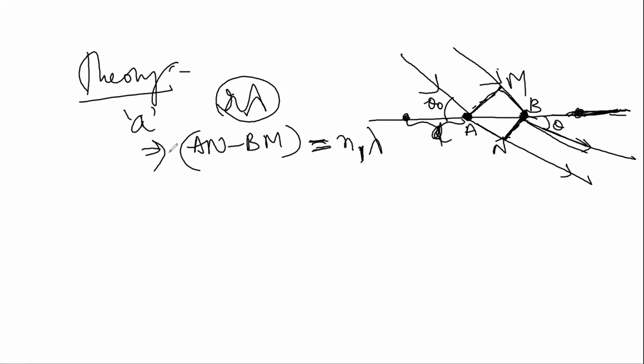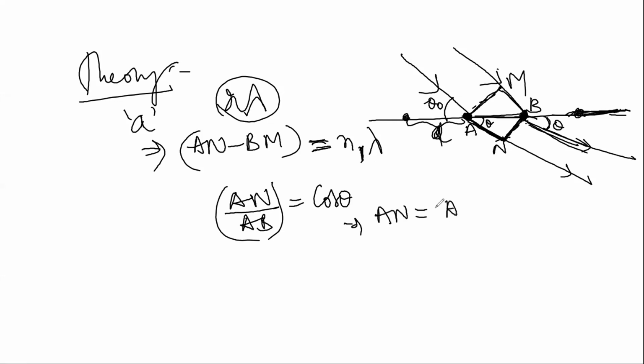That is An minus Bm is equal to N1 lambda. But from this figure, what can we say? We have to calculate An. An is equal to AB cos theta. See here, this is theta, right? So this is also theta. What is An? I want An. So An by AB is equal to cos theta. From this, cos theta is equal to adjacent side by hypotenuse, An by AB. So An is equal to AB cos theta.